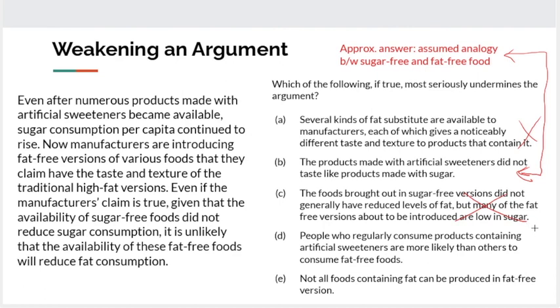out. D, people who regularly consume products containing artificial sweeteners are more likely than others to consume fat-free foods. Again, that's just kind of mixing things up that don't really get at the actual conclusion being made. And then E, not all foods containing fat can be produced in fat-free versions. Well, it might seem convincing, but let's think about this. This conclusion is focused on the fat-free foods that are available. We're not worrying about the ones that aren't available.